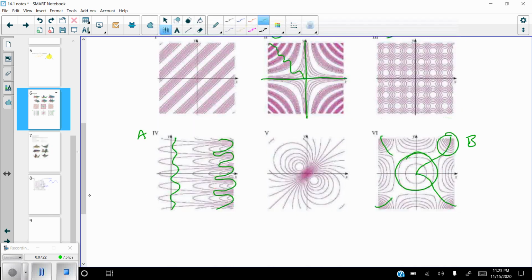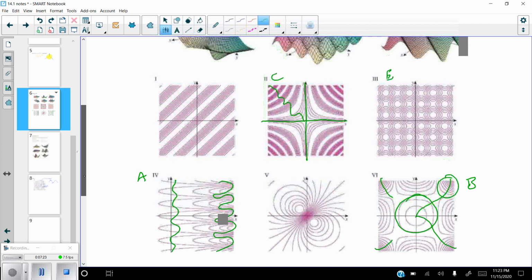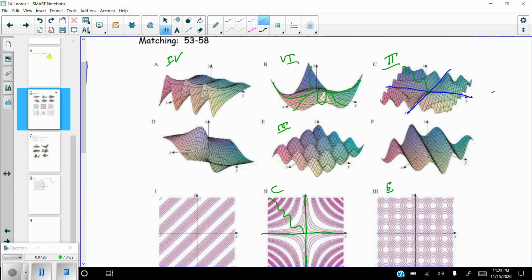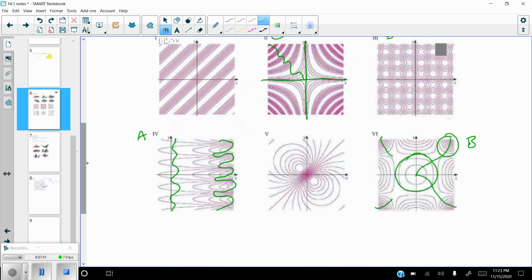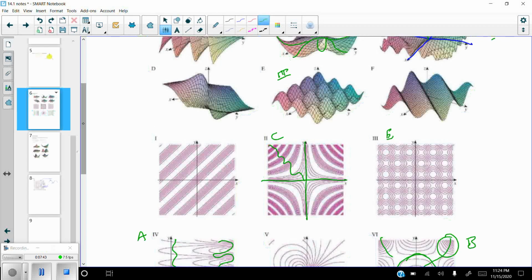And of course, we can always correct this if we find one of these to be incorrect. But I'm pretty sure that that's the case. Let's see, what else do we have? We've got D and F left, and we've got 1 and 5 left. I'm pretty sure by looking at F, that's got to be number 1.